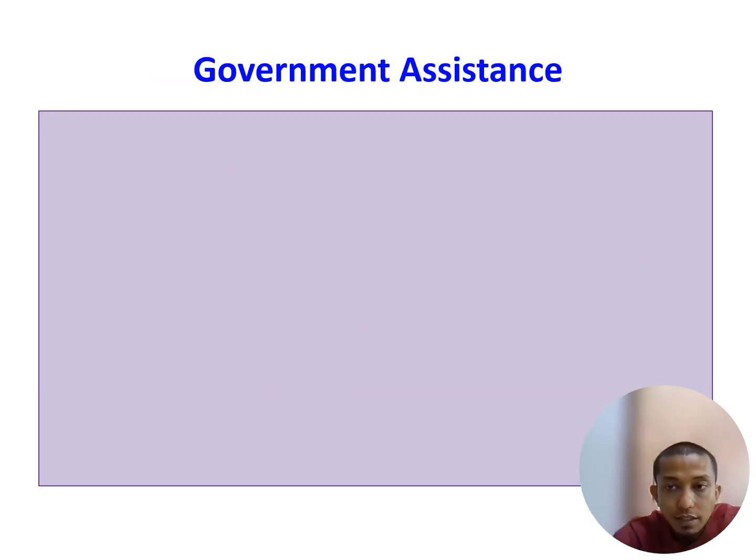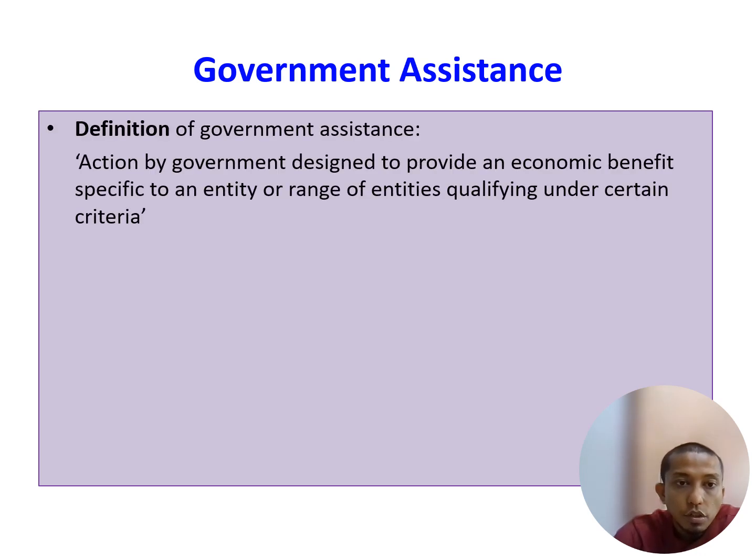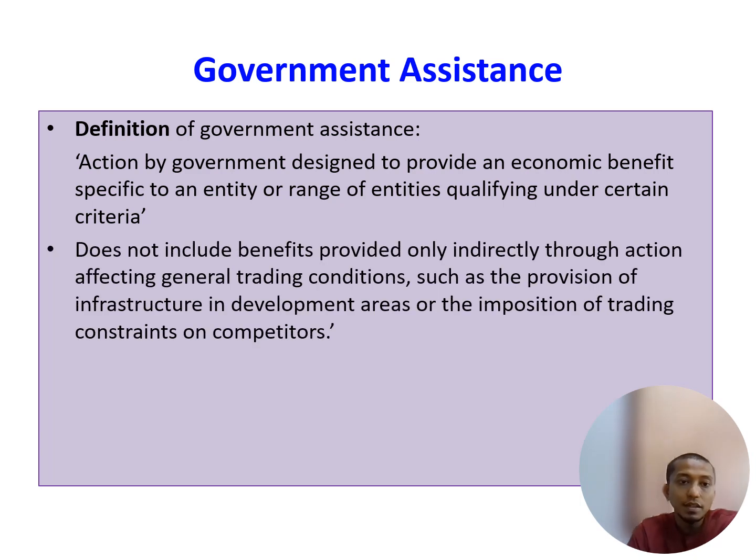So next is government assistance. The definition of government assistance is action by government designed to provide an economic benefit specific to an entity or range of entities qualifying under certain criteria. It does not include benefit provided only indirectly through action affecting general trading conditions, such as provision of infrastructure in development areas or imposing trading constraints on competitors.